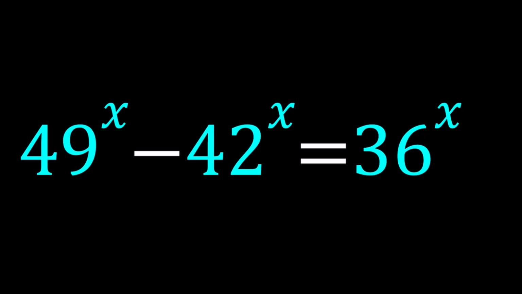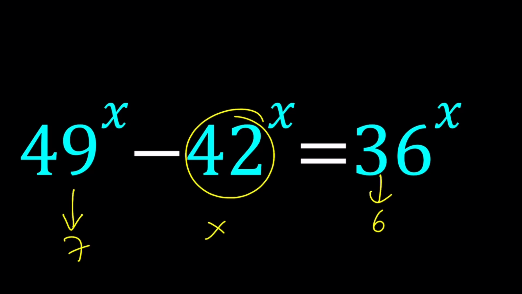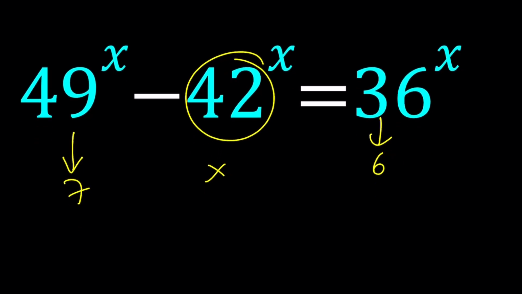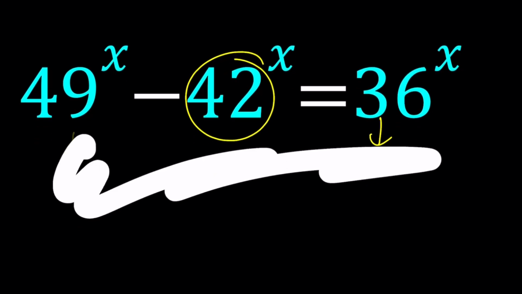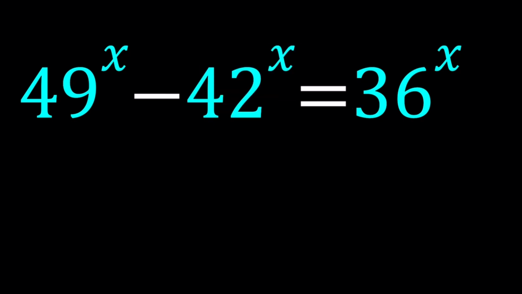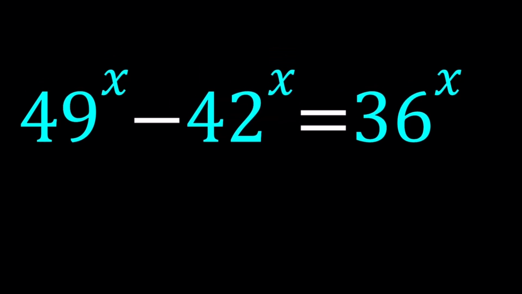So whenever you get a problem like this, we kind of need to check something. 49 is a perfect square, 36 is a perfect square. If you square root those numbers, you get 7 and 6. If you multiply them, you get 42. There we go. It passes the criteria. So here's what we're going to do. We're going to go ahead and divide everything by the expression with the largest base, which is 49 to the power x. So let's go ahead and divide everything by that.